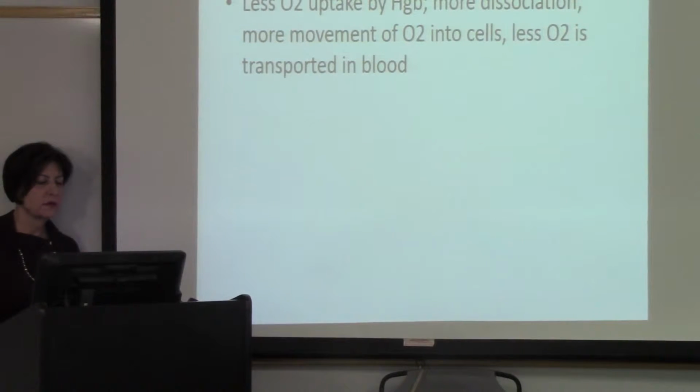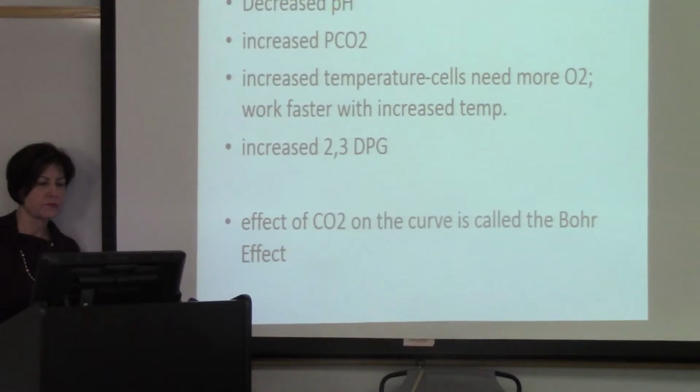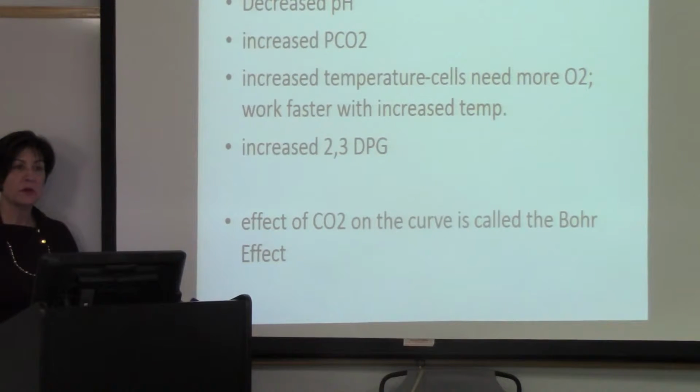Shift to the right, you're acidotic, you have less O2 uptake by the hemoglobin, and you have less O2 circulating within the system. Decrease pH, increase PCO2, increase CO2. And if your temp goes up, you're working harder. And people that get really sick and septic, that are driven by sepsis, will become acidotic. And so the effect of carbon dioxide on this curve is called the Bohr effect.